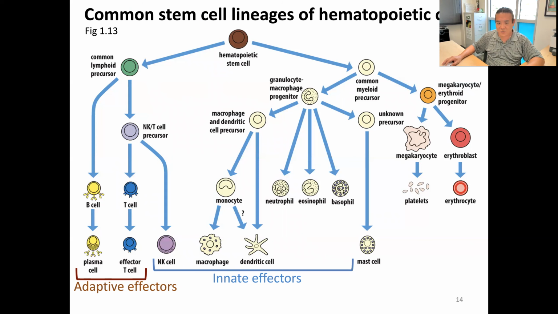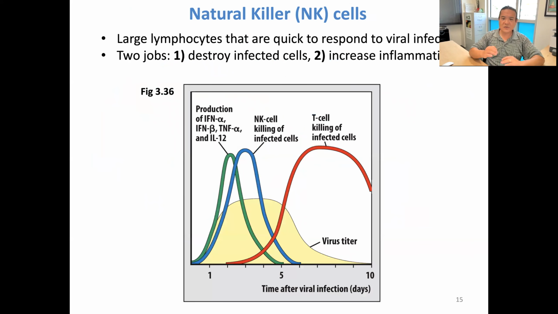So these natural killer cells work together with this type of cell, a dendritic cell, and we'll introduce the dendritic cells today, but we will talk a lot about dendritic cells this semester, because even though dendritic cells seem like very lowly cells that don't really do much, they actually are very important for your immune response. So natural killer cells are large lymphocytes that are very quick to respond to viral infection. They have two jobs: destroy infected cells and increase inflammation, right, to encourage a strong immune response.